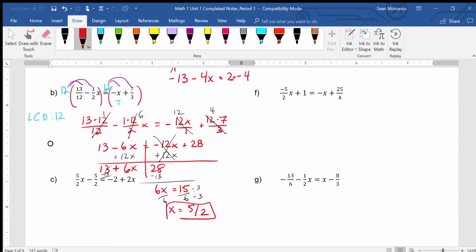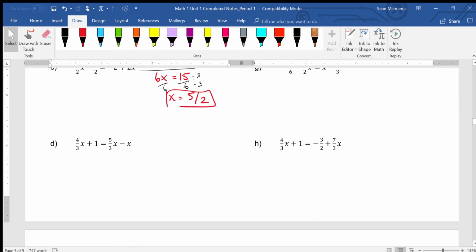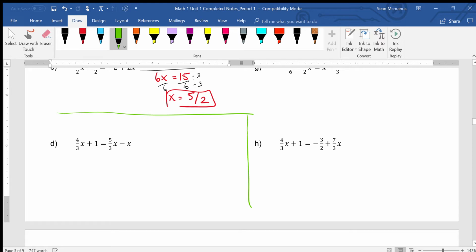And maybe for the sake of space, we'll do another one here. So if I think of this problem right here, 4/3 x plus 1 equals 5/3 x minus x, right? My lowest common denominator is 3. Right? So 1 would be 1 over 1 minus x over 1. So my denominators are 3 and 1. So I would need to have my lowest common denominator of 3.